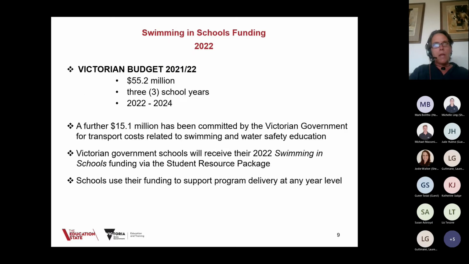Now, in May of this year, the Victorian Government handed down its state budget, the 2021-22 state budget, and within that budget, there was a $55.2 million commitment to swimming and water safety education over the next 3 years. In addition to this, there was $15.1 million committed by the government for transport costs relating to swimming and water safety education. So that's $70.3 million over the next 3 years. Victorian government schools receive this funding in the Student Resource Package, the SRP, and this funding can be used at any year level within the school.